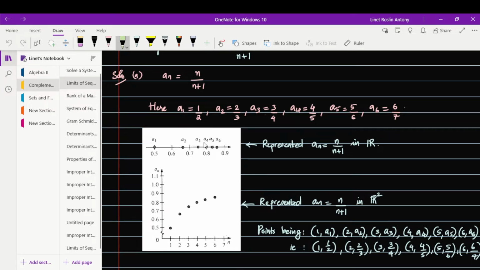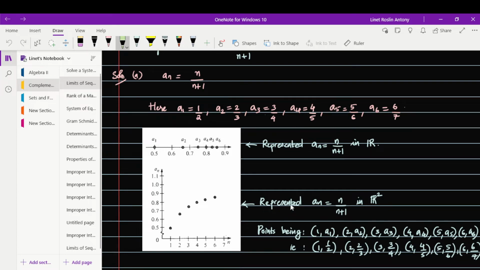A4 is equal to 4/5, which is mapped at 0.8. The same, 4/5 is equal to 0.8. A5, 5/6 is mapped correspondingly here, and A6, equal to 6/7, will come somewhere here. Okay, so here we can understand that A1, A2, A3, A4, A5, A6 are going on like that. So this is how they are moving on the real line.